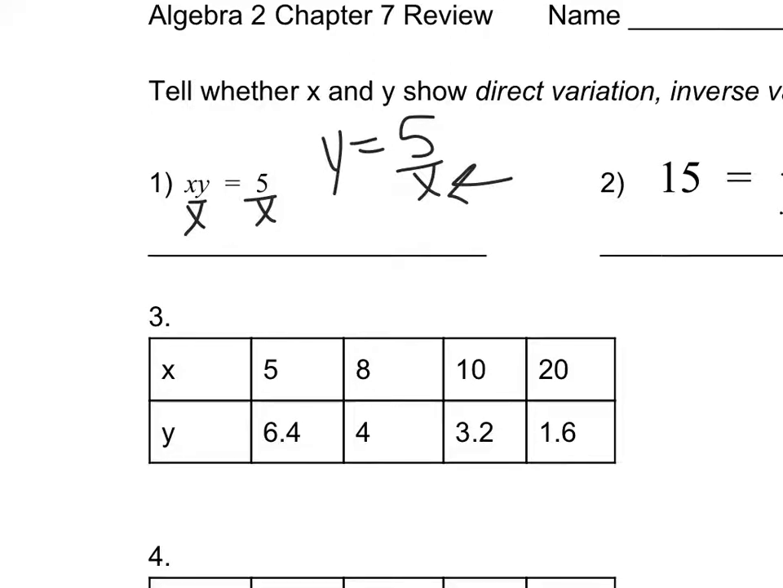Anytime that x is in the denominator, that means that it is going to be inverse variation. Okay.